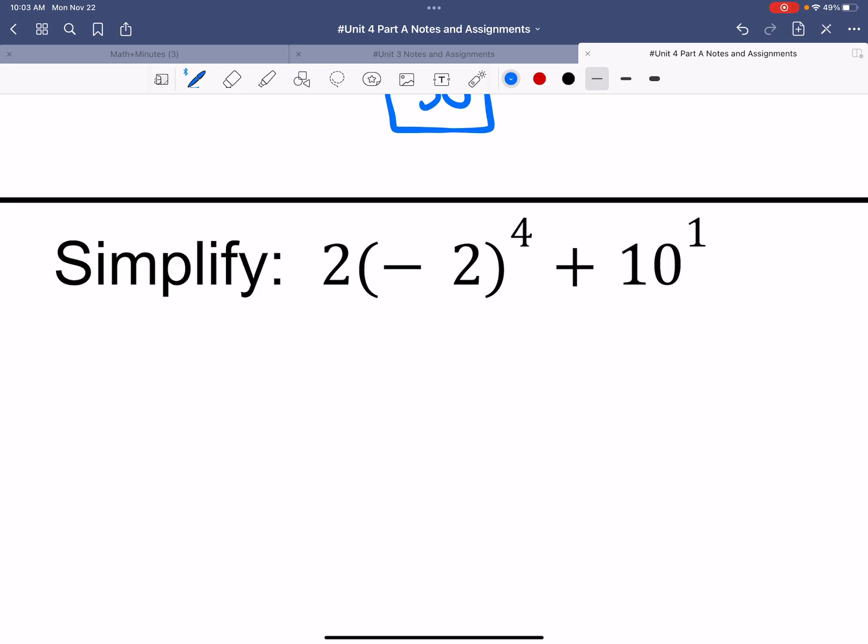What's the first thing I need to do, Brian? Yeah, is there anything we can do inside here? Can I do anything inside there? No, it's just one number. So we look at that, we're done with grouping symbols. What comes after grouping symbols? Exponents.